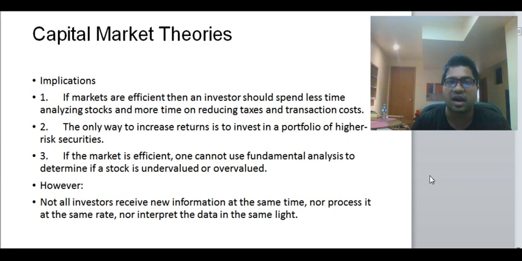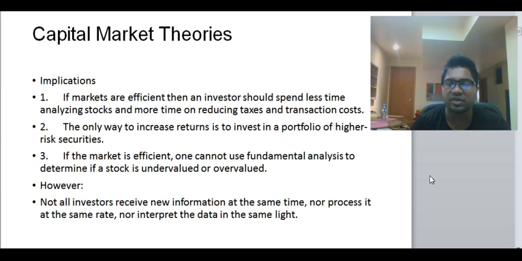Implications: if markets are efficient, then an investor should spend less time analyzing stocks and more time on reducing taxes and transaction costs. That is, instead of going for an active investment approach, whereby you pick stocks, you should go for a passive approach. In a passive approach, you just buy and hold, and majorly you deal with exchange traded funds rather than individual stocks.